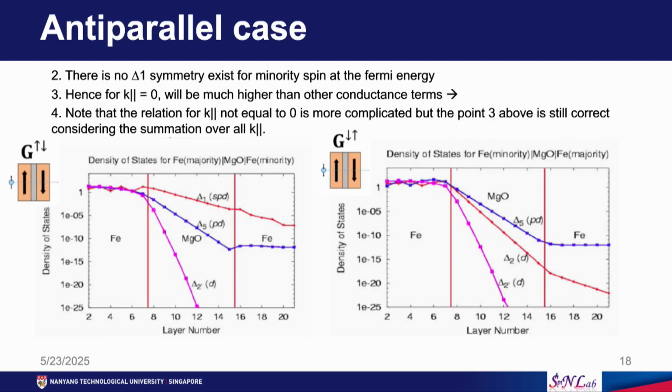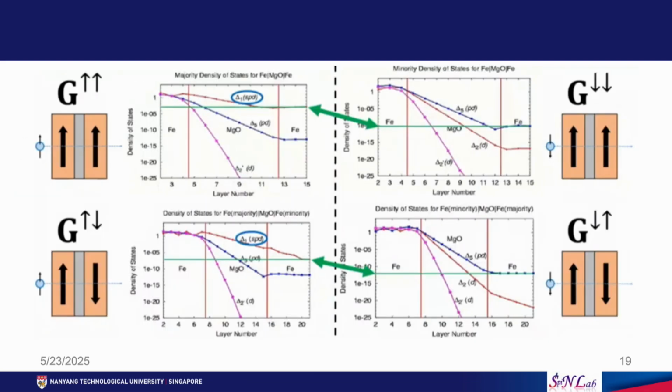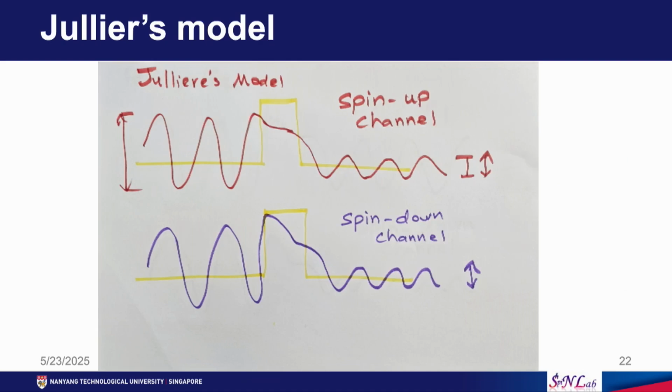Okay, so if you look at the anti-parallel configuration, the spin up electron can go reasonably okay, but the spin down electron cannot go. Okay. So based on all these calculations, let me skip this one.